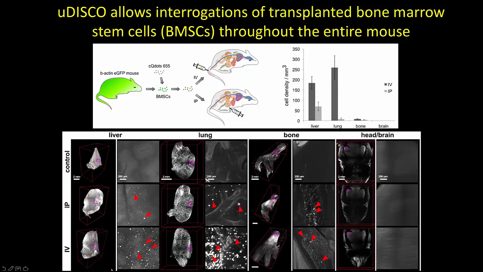In the IP or IV case, there are these cells already, a lot of them in the liver and lung, as expected. But what was surprising was that we see the individual bone marrow stem cells now back in the bone marrow of the host animal. Here you can see these individual ones. Not surprisingly, these cells weren't in the CNS. We didn't observe them in the brain tissue. They couldn't cross the blood-brain barrier.